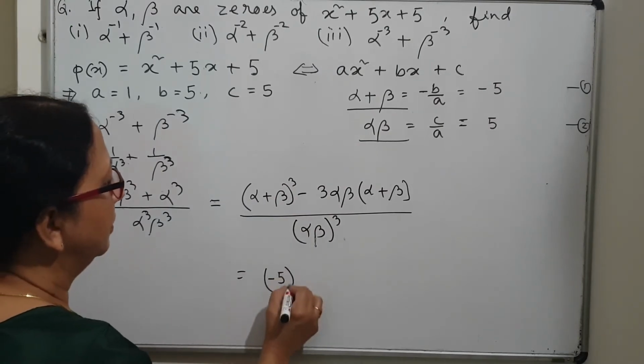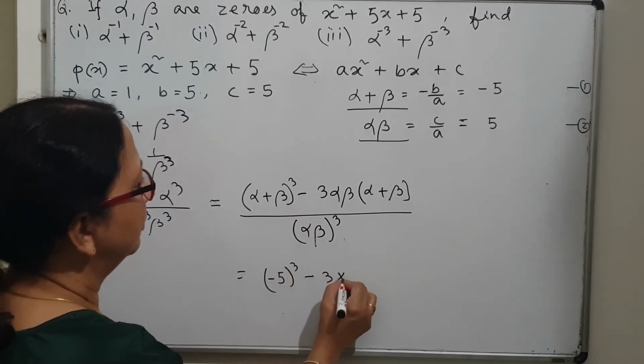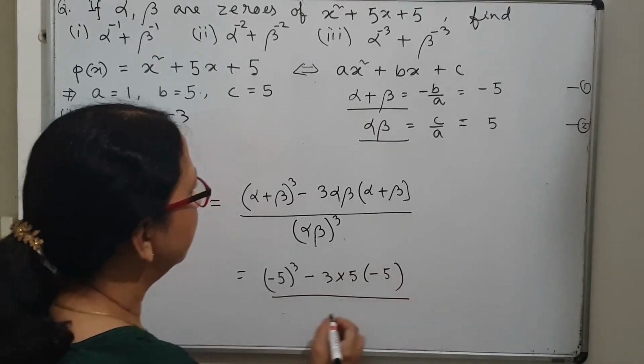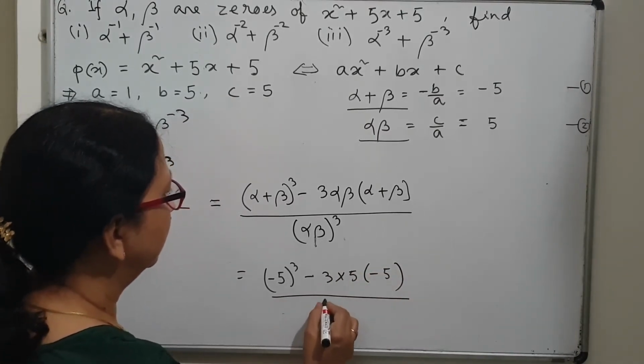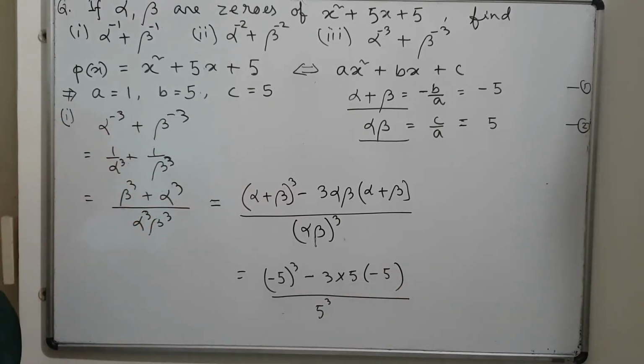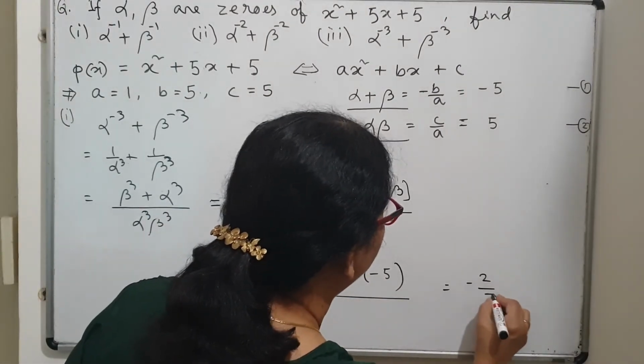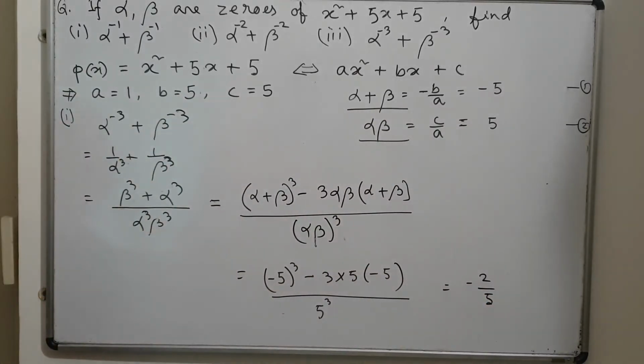Minus 5 whole cube minus 3 into alpha beta, which is 5. This is again minus 5, and the denominator alpha beta is 5 cube. Then by simplifying you get the answer. The answer will be minus 2 by 5. After simplifying you should get minus 2 by 5. That should be the answer. If you simplify, you can do it yourself. Okay.